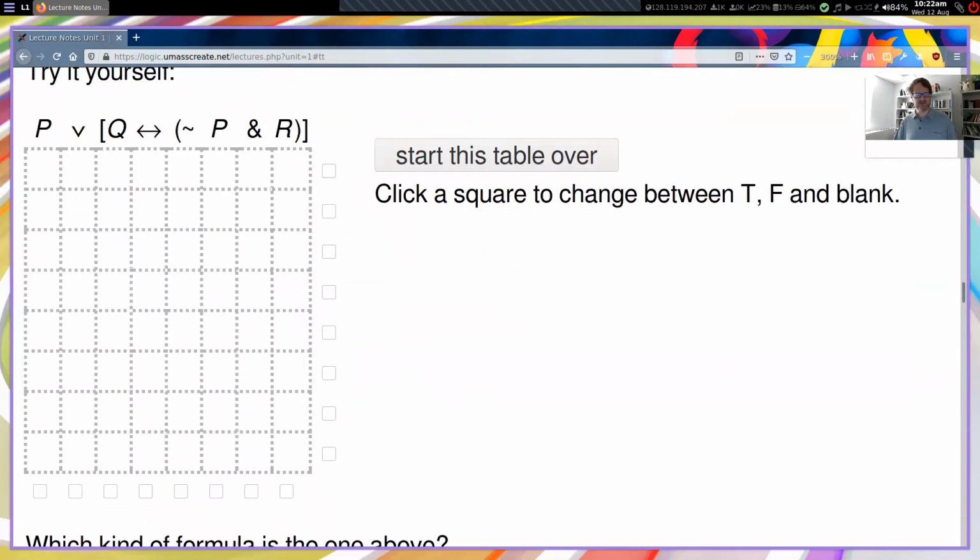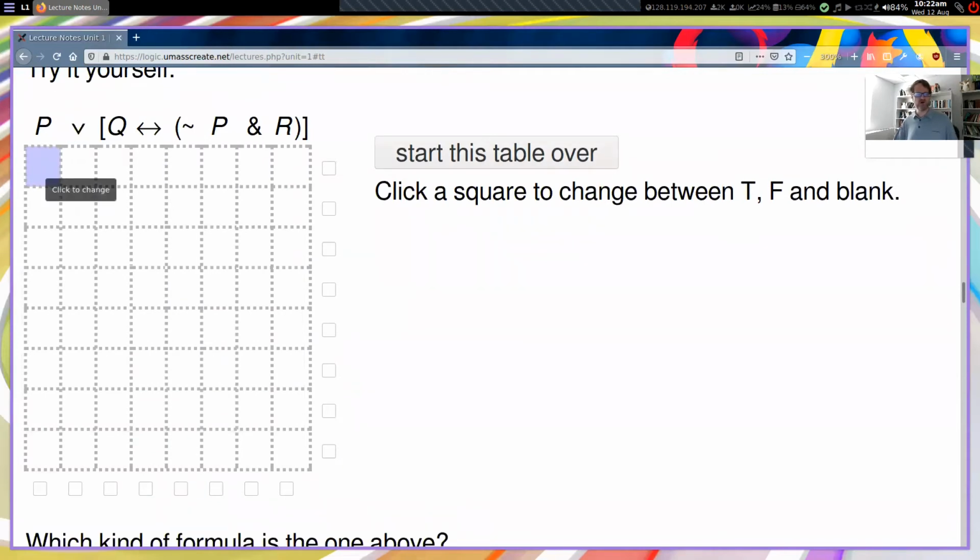And the way you do this on the computer, you hover your mouse cursor over the cell you want to change, and you click that cell. You click it once to make it a T, click it twice to make it an F, click it 3 times to make it blank again if you have to change something that you did wrong. You want to start by filling in the columns underneath the letters. You start with the first letter from left to right. The first letter from left to right here is P.